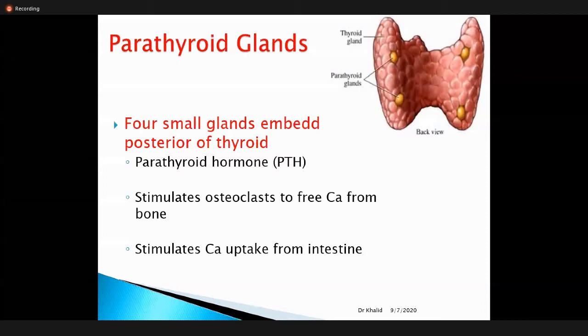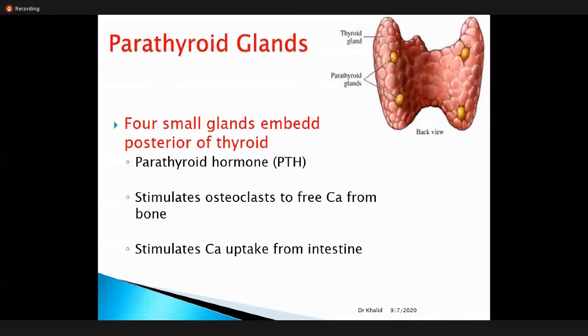Very important hormone, the parathyroid hormone, because in the presence of parathyroid hormone, 1,25-dihydroxycholecalciferol is formed in the kidney. This 1,25-dihydroxycholecalciferol is the active form of vitamin D, which is also called calcitriol. And in the presence of the calcitriol, the calcium is absorbed from the intestine, and then it enters into the bloodstream.